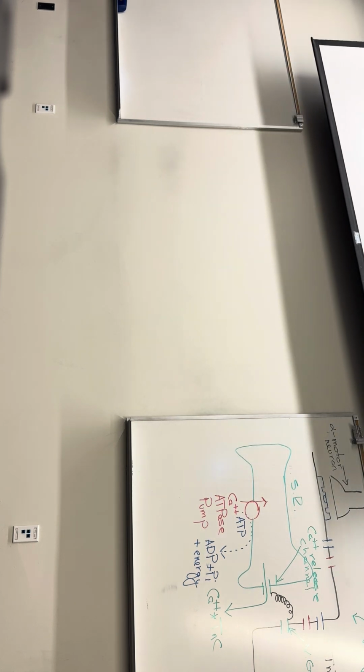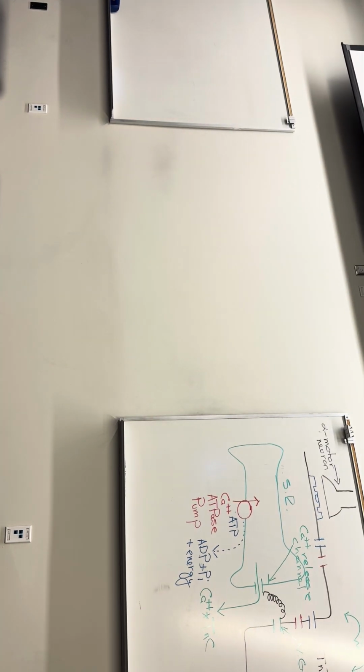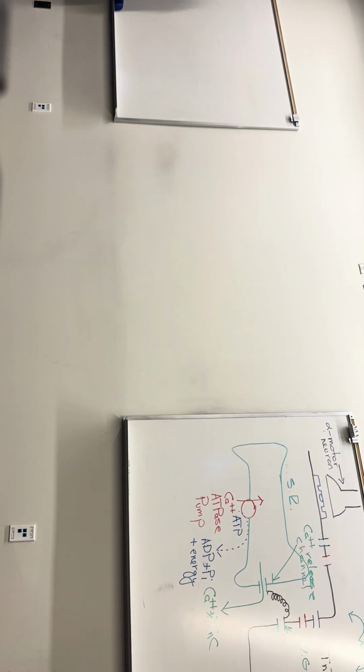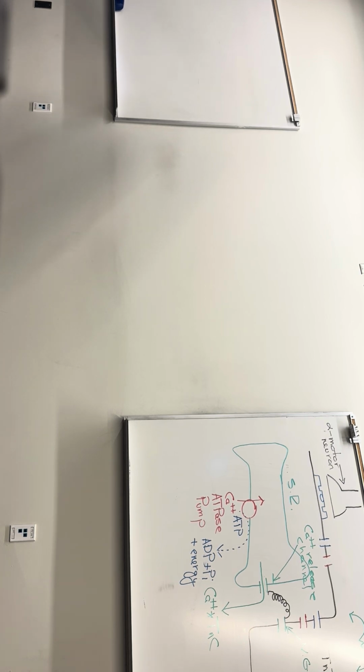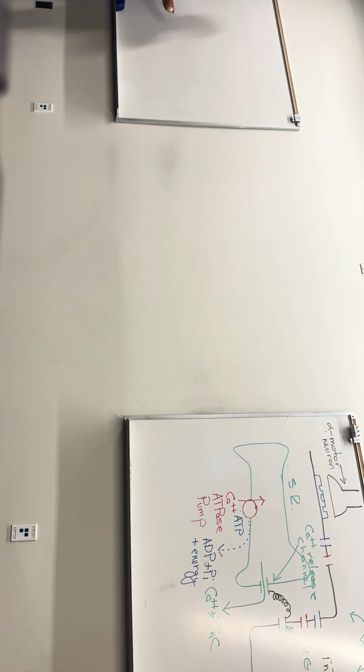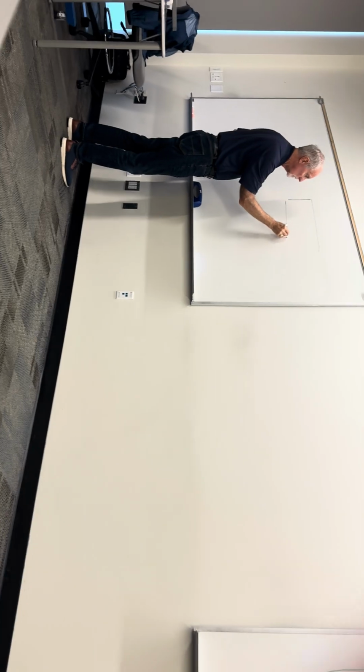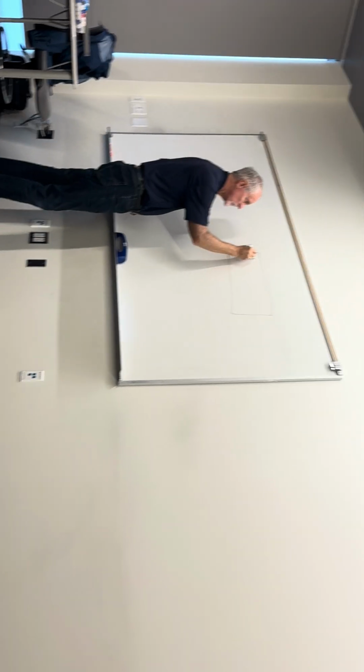What number did I leave off with last week on the cross-bridge cycle? Was it like 23? Okay, great. All right, so now we're in that last box. Relaxation.